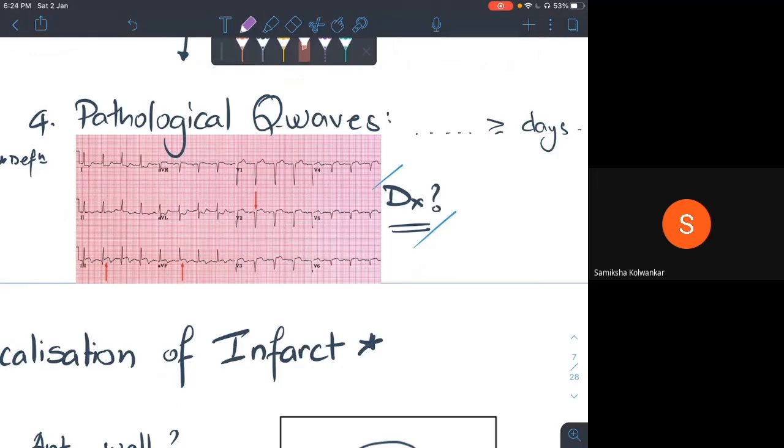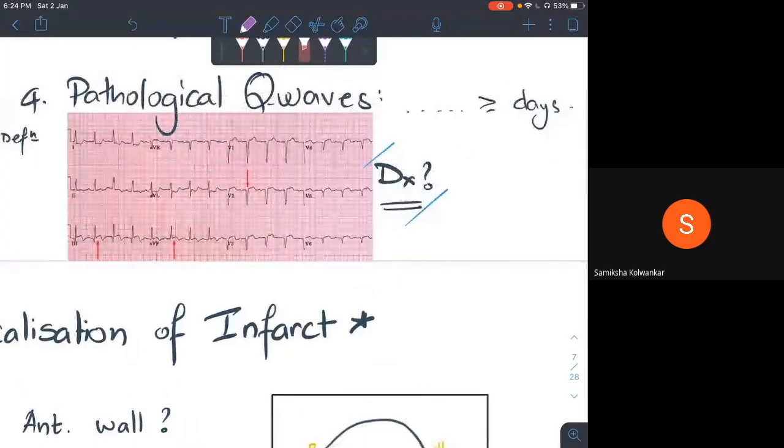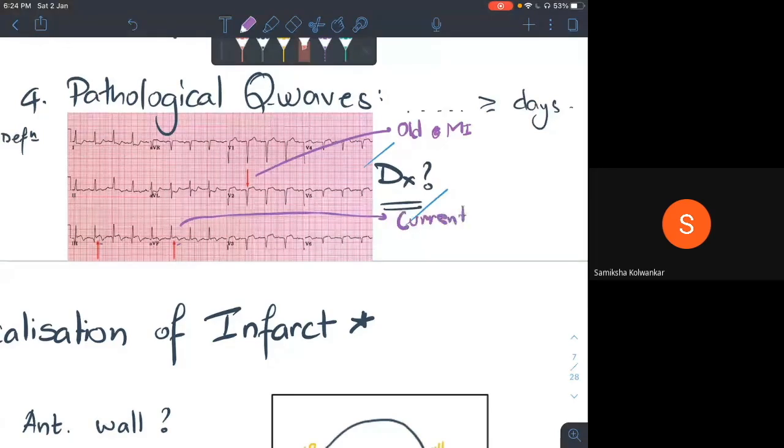This is basically what you'd say, since, like I said, pathological Q waves occur after days. So this is indicative of an old MI, and the current ST elevation you're seeing is indicative of a current MI. So this is an MI which is occurring right now, but the patient has also had an MI in the past few days, or 2 months. So this is an old plus new MI, right?